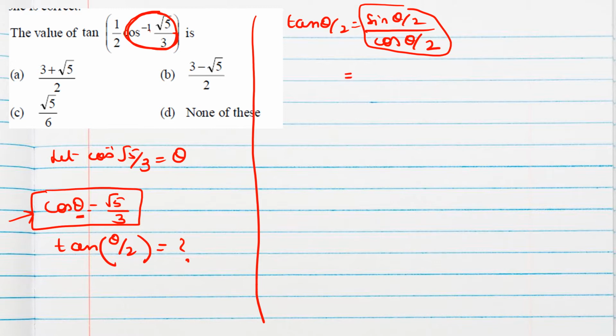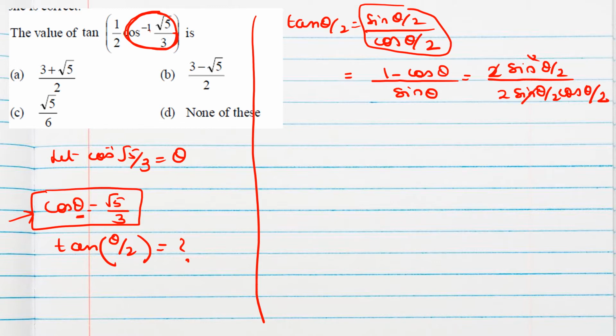So if I write 1 minus cos theta divided by sine theta, see, 1 minus cos theta will be 2 sine square theta by 2. And sine theta will be 2 sine theta by 2 cos theta by 2. So 2 cancels, and one sine cancels, so sine theta by 2 divided by cos theta by 2 will remain, which is tan theta by 2. That means tan theta by 2 I can write in terms of 1 minus cos theta divided by sine theta. So cos value I know already, isn't it? Now need to find sine value.